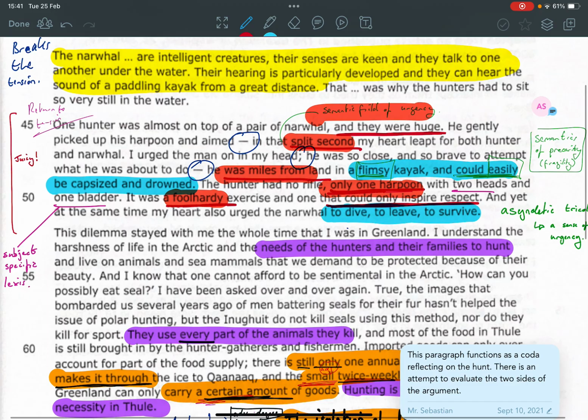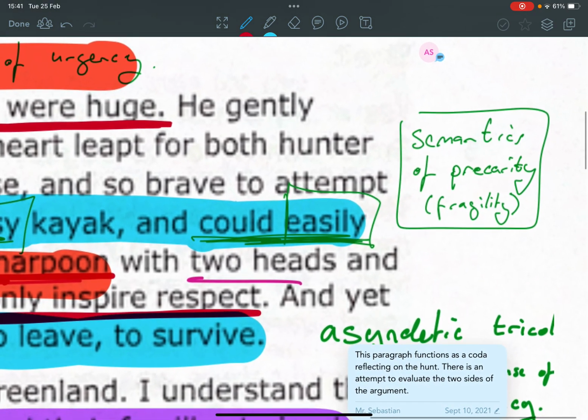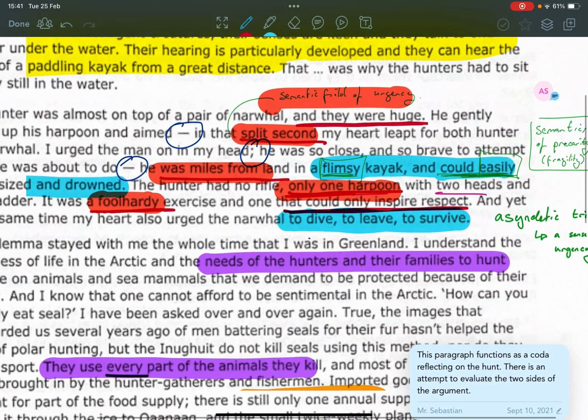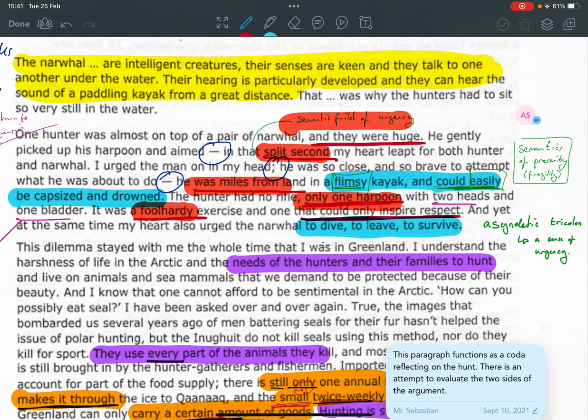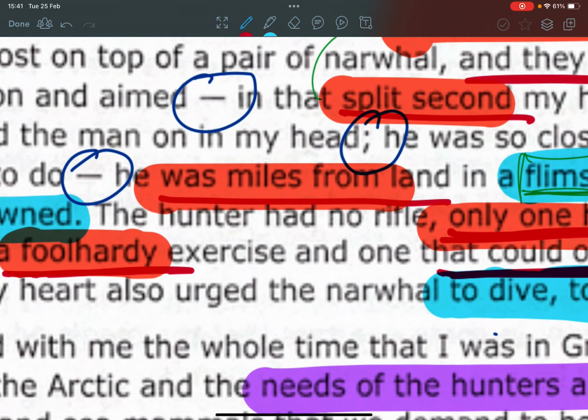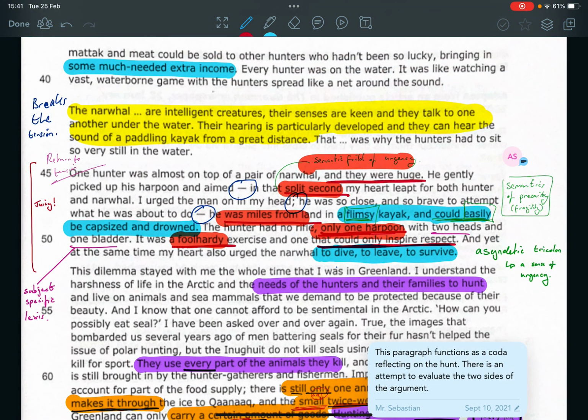Notice also the semantics of precarity or fragility. The kayak, flimsy kayak, could easily be capsized and drowned. Those words, flimsy and easily, very nicely communicate how dangerous this situation is. Also, "was miles from land". So there's a number of different ways. If you wrote about this semantically, you could join some of these different quotes together. If you wrote about this grammatically, you could also join lots of different quotes together, depending on how you want to write about it.